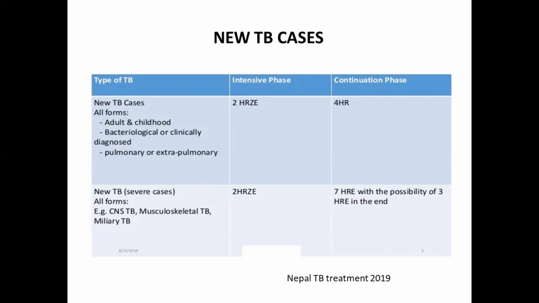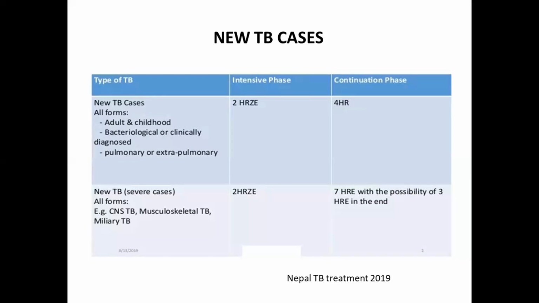For such patients, new TB cases, the intensive phase is of 2 months and the continuation phase is of 4 months. For the initial 2 months, you give the regimen of HRZE, that is isoniazid, rifampicin, pyrazinamide, and ethambutol. These 4 drugs are given for the continuous 2 months, and after that you will switch to the continuation phase, in which you will give isoniazid and rifampicin for the 4 additional months.